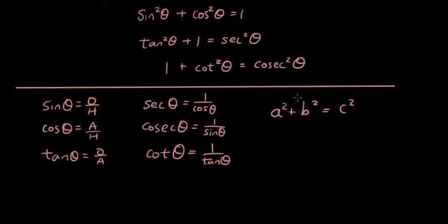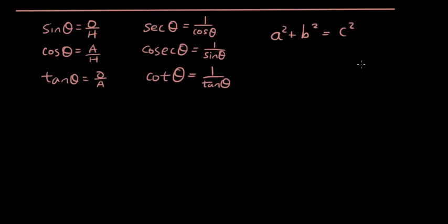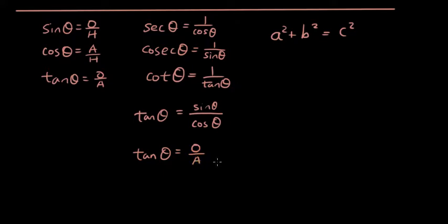Okay, so once you're okay with these ratios, the first thing we need to then show you is that tan theta is equal to sine theta over cosine theta. Right, so why is that the case? Well, if you have a look at this equation here, we got tan theta equals opposite over adjacent.